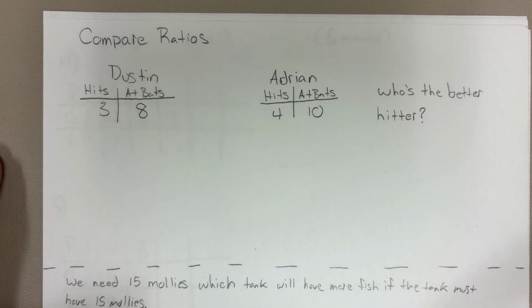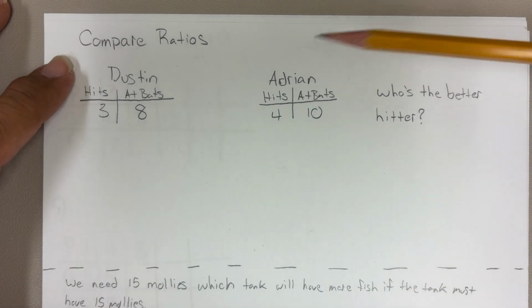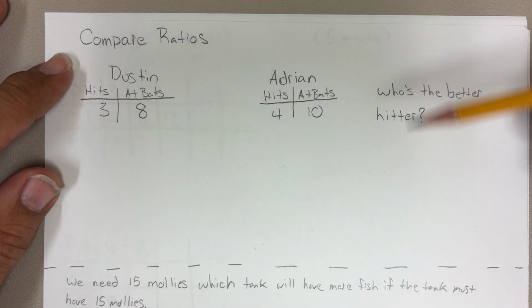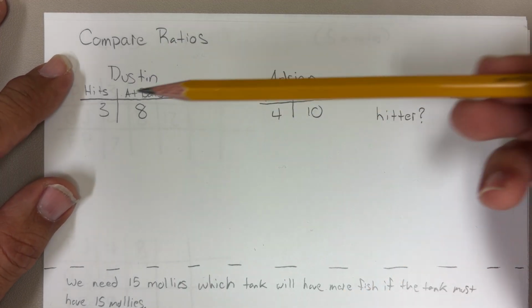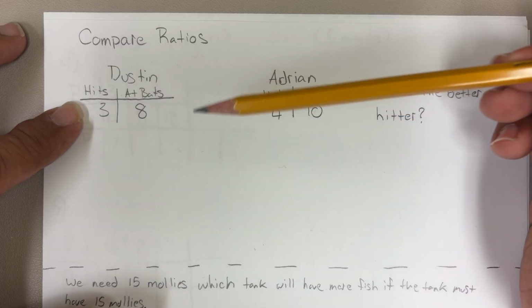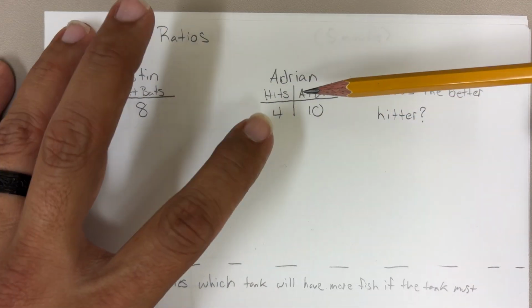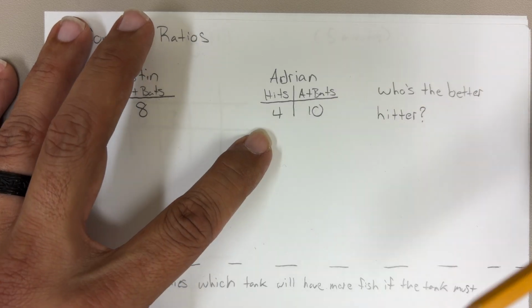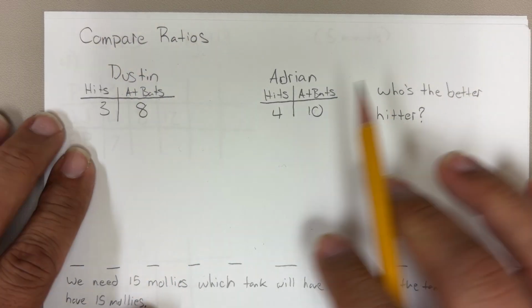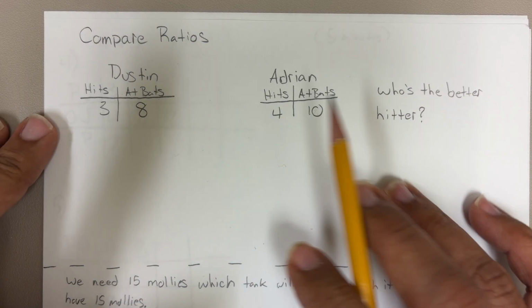All right, so we're going to be working on 7-3, which is comparing ratios. In this one, we have Dustin and Adrian, and they're playing baseball. He gets 3 hits, and he only went to bat 8 times. This person got 4 hits, and he was at bat 10 times. So who is better? I know it looks like Adrian because he hit 4, but we got to prove it.